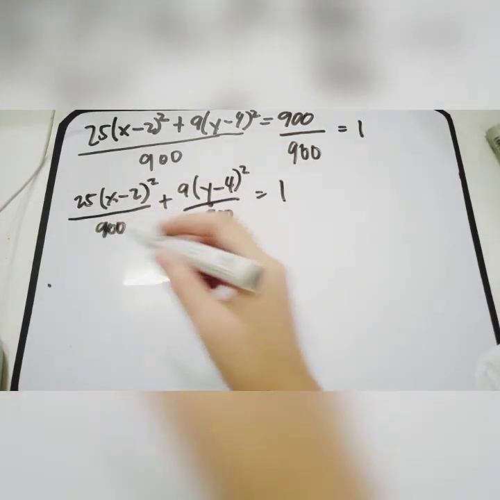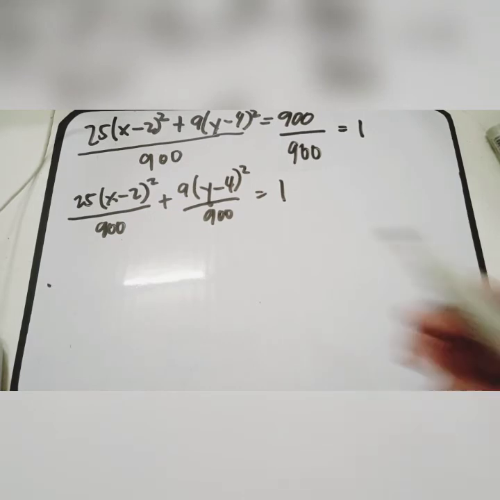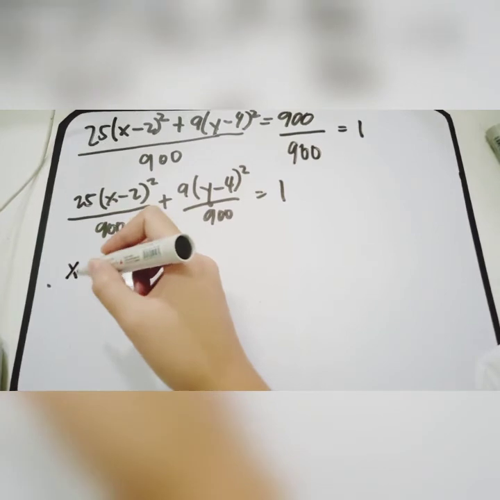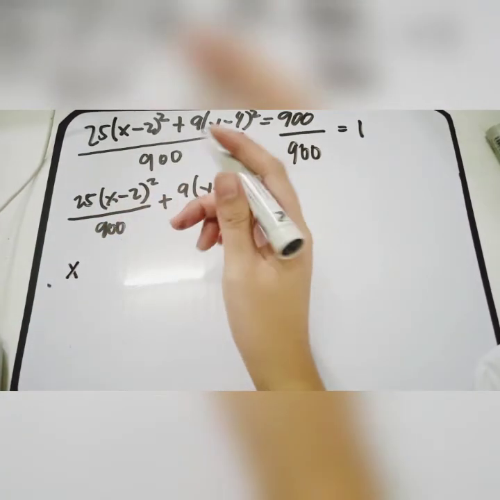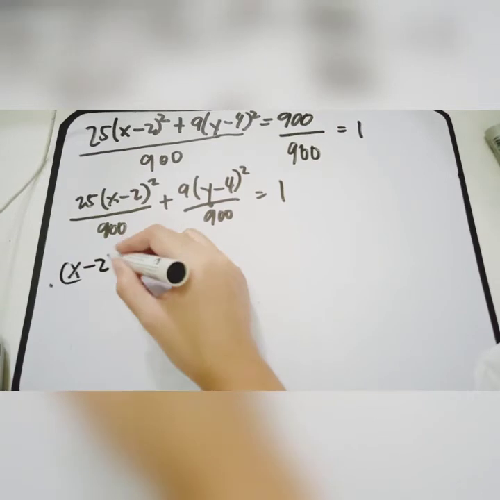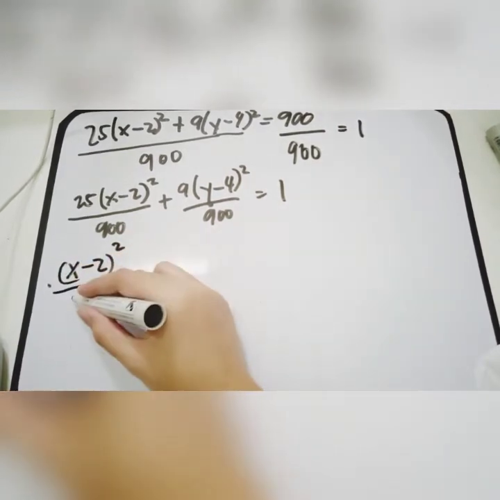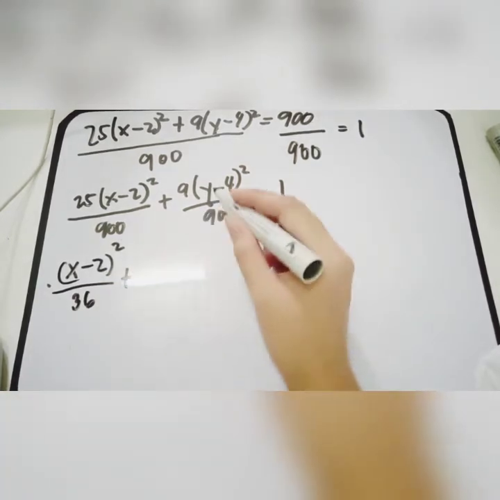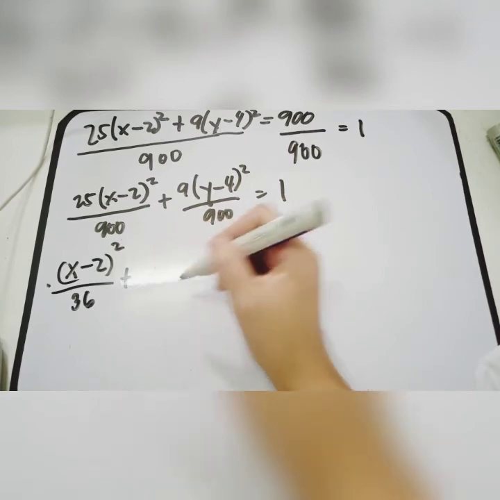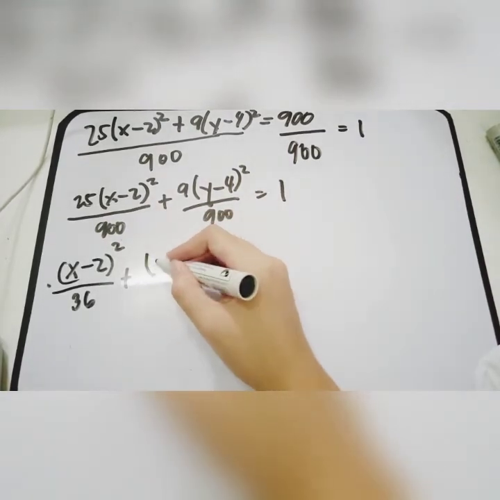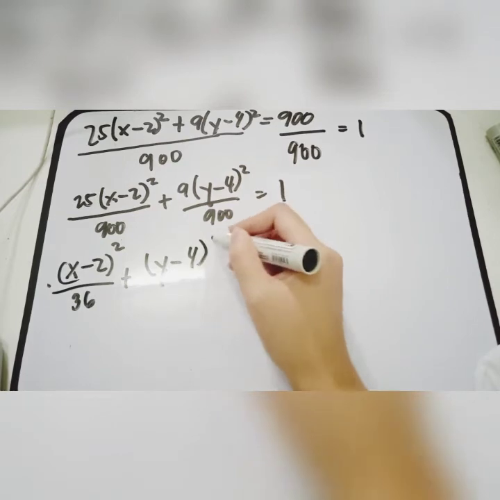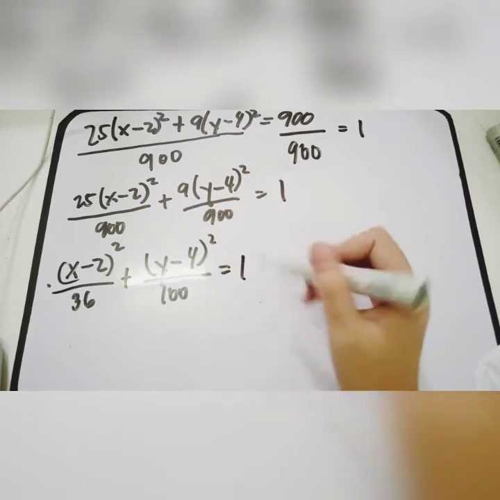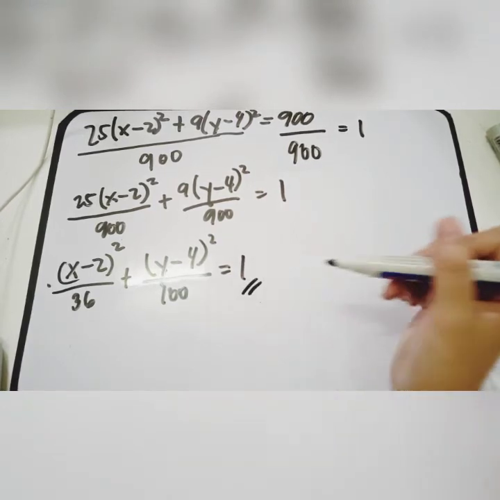So, 25 divided by 900 is equal to 36. So, x, or 1 over 36. When it is 1, we don't need to write it. So, (x minus 2) squared over 36 plus, 9 divided by 100 is equal to 1 over 100. So it will be (y minus 4) squared over 100 is equal to 1. So, dito na tayo sa standard form of the ellipse.